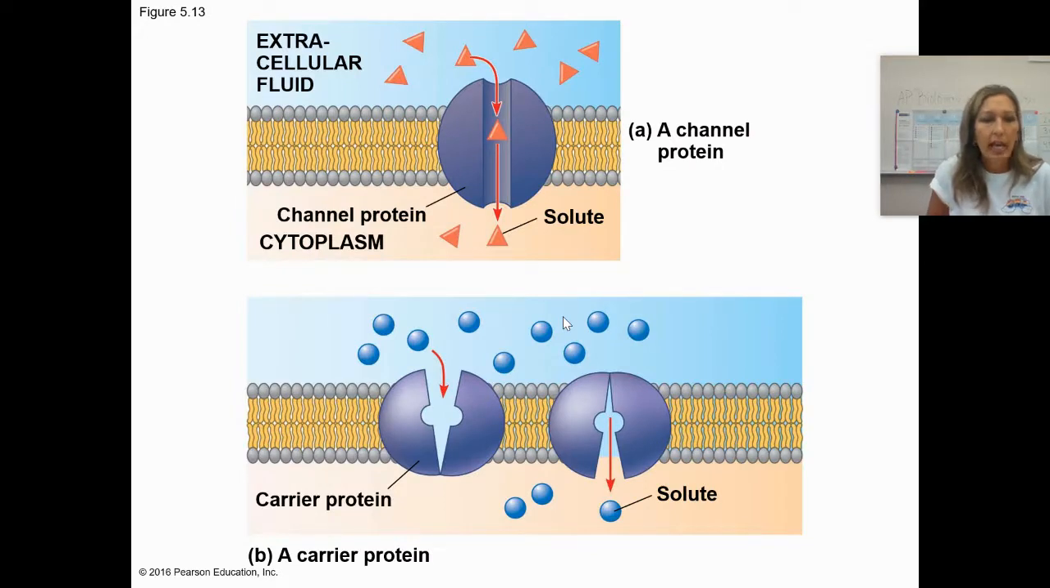So when I'm looking at these pictures here, some of the things I need you to be aware of when you see pictures like this, where you see a channel protein or you see a carrier protein, you need to recognize that these are examples of facilitated diffusion. If we're talking about just basic diffusion, diffusion is movement of molecules from high concentration to low concentration. No energy required in order to get molecules to move from their high concentration to their low concentration.